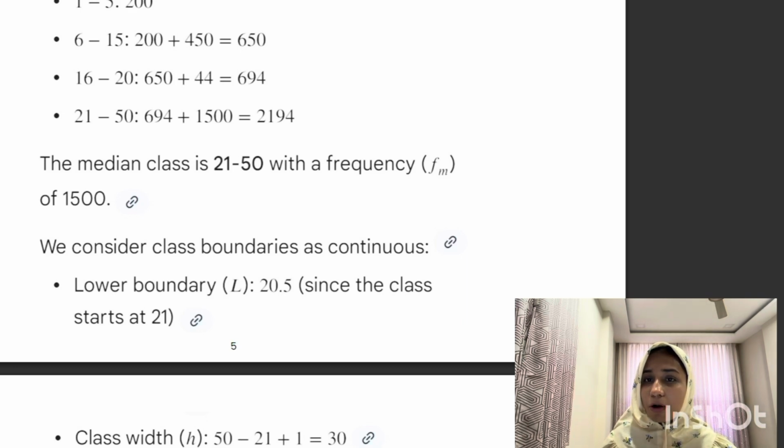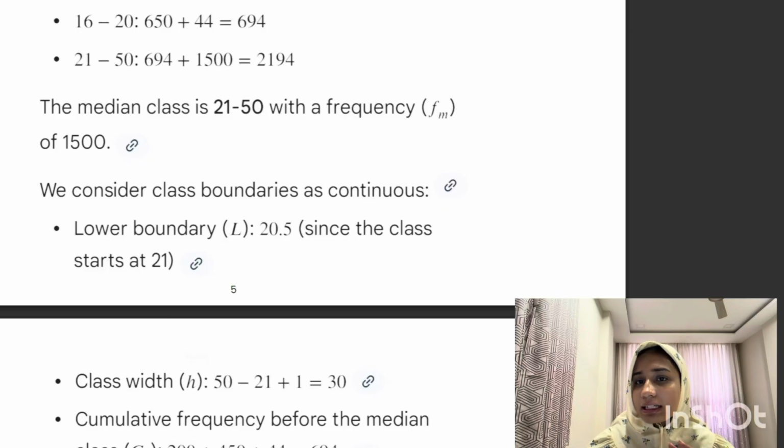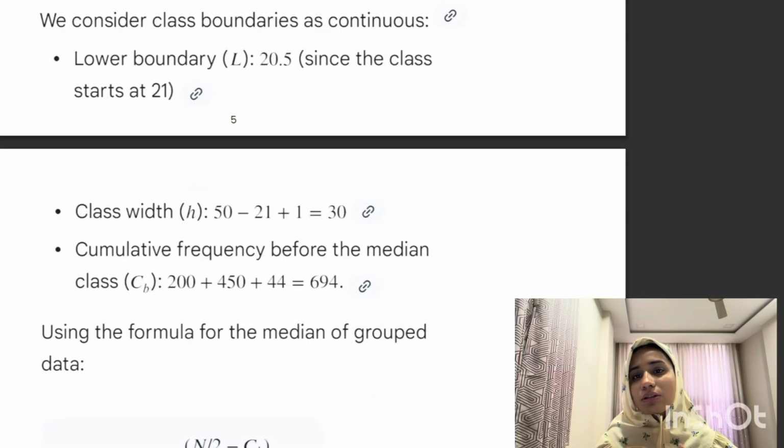Now to perform the median operations, we'll find certain values. First, the lower boundary: to make the class continuous, we'll find the lower boundary, which will be 20.5. Since the class starts at 21 and the previous one ends at 20, to make them equal, we take 20.5 on both sides, so the boundaries will be continuous.